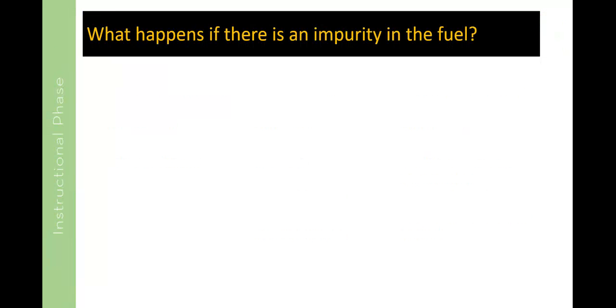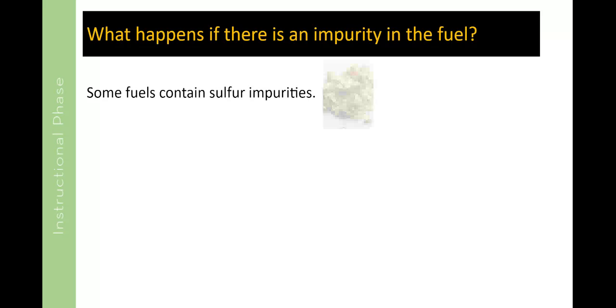So finally, there's one more problem that we haven't looked at, and that's what happens if there's an impurity within the fuel that we're burning. So most fuels do contain impurities, and a common impurity that can be found in a fuel is sulfur, which looks like this. Now, you can tell if a fuel contains impurity of sulfur because of the colour and the smell when it burns. Sulfur gives off a really pungent, eggy smell when it reacts.